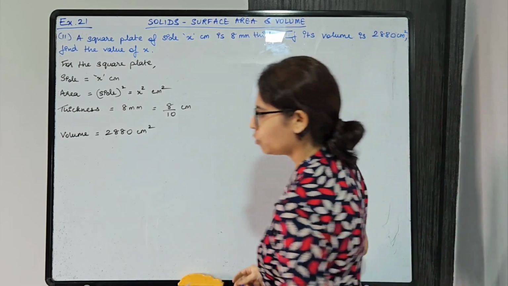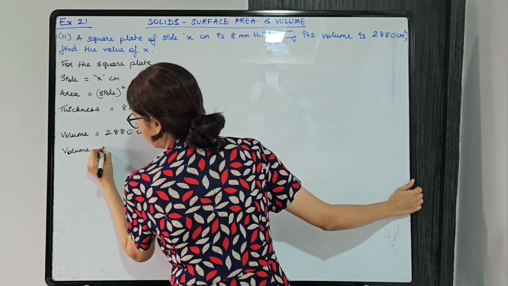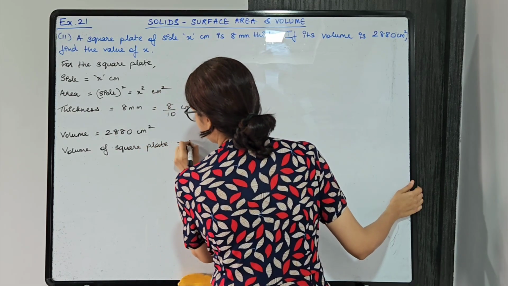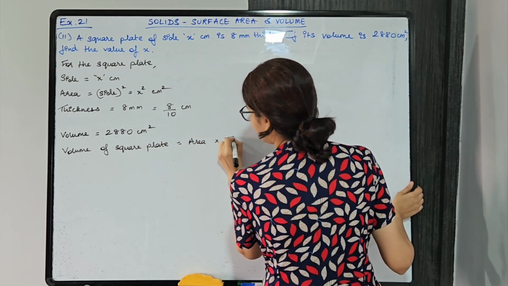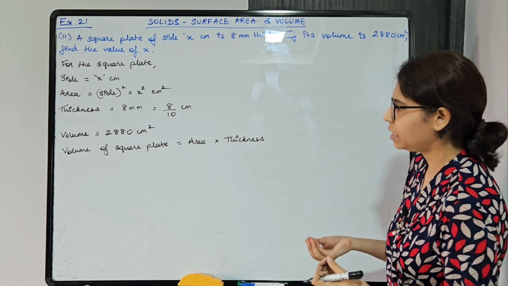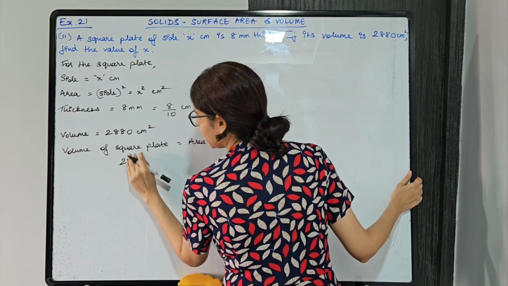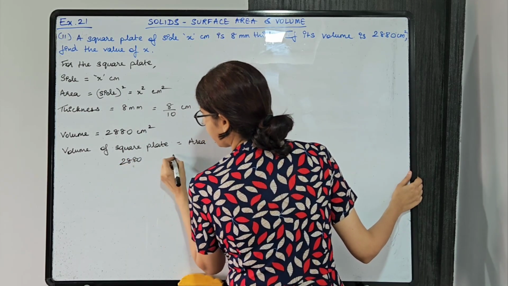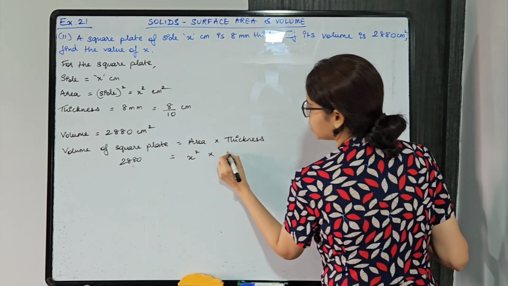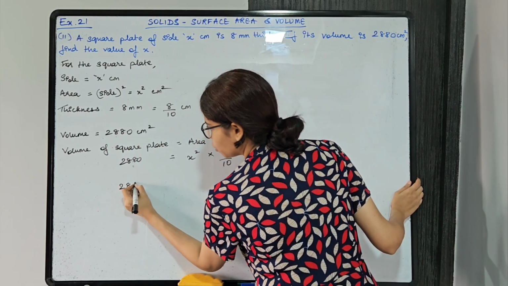Okay, so write down volume of square plate is area into thickness or height or depth, whatever is given. ठीक है, एक ही बात हो गया. So volume का वैल्यू पुट करो, 2880 है. Area is x square and thickness is 8 by 10. So shifting this on the other side, reciprocal हो जाएगा.